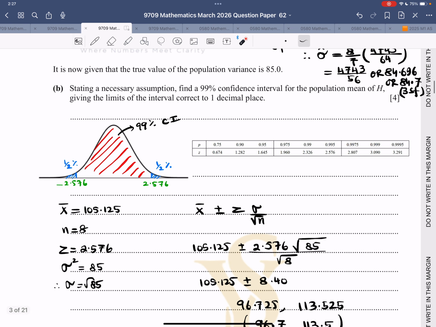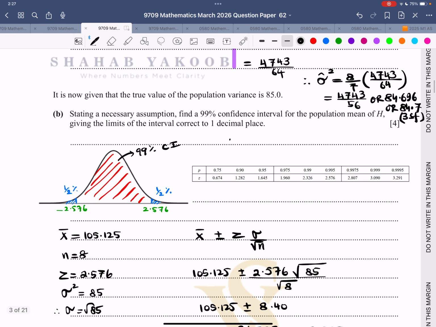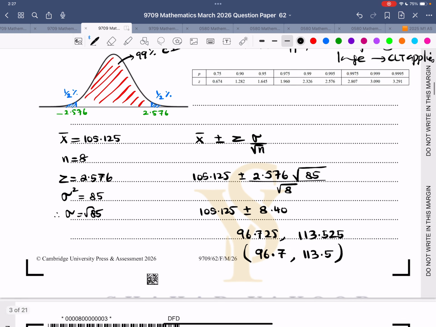Now stating a necessary assumption. Now how come all of a sudden we see a z value over there? That means normal approximation is used. So now over here, normal approximation means the sample size is large. Therefore, CLT applies. That is the concept that's used over here.